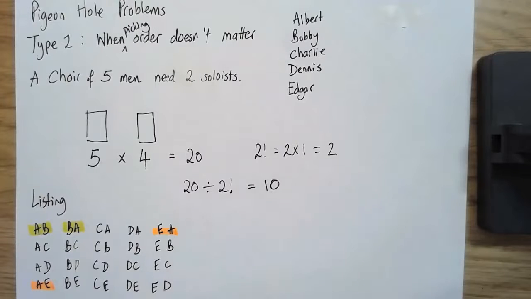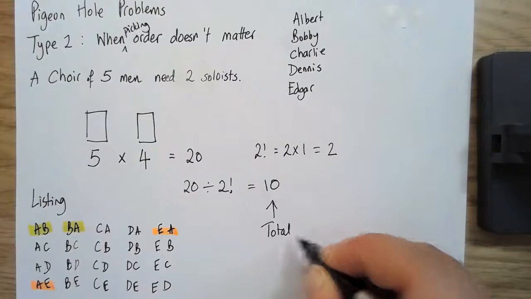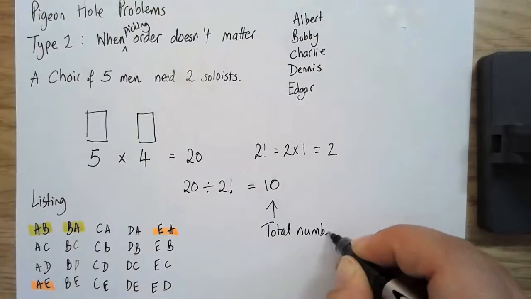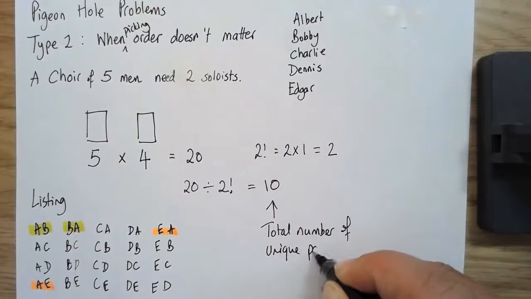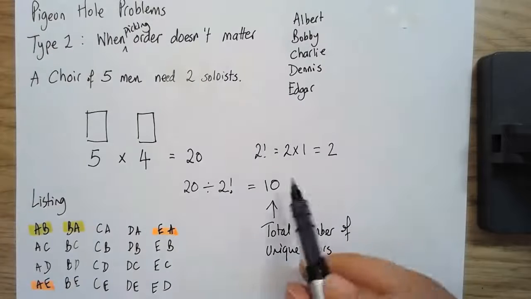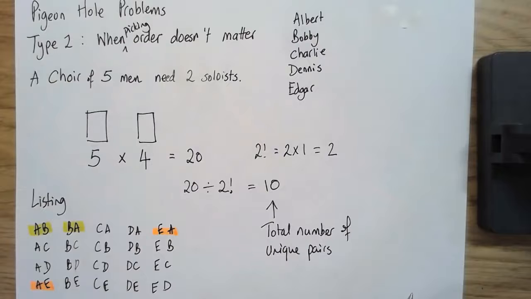But the total number of unique pairs is 10. So this is the answer to this type of pigeonhole problem, where actually if you swapped the order that you chose them round, then you still get the same end result.